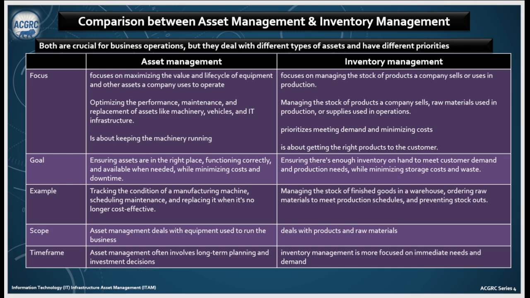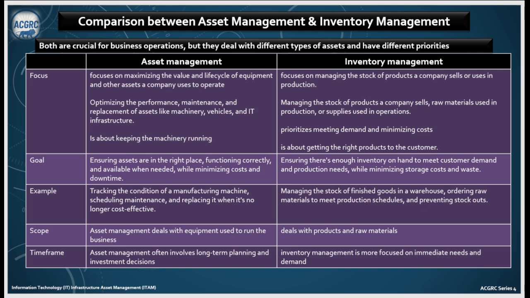Example: tracking the condition of manufacturing machines, scheduling maintenance, replacing them when it is no longer cost effective. That's asset management. Whereas managing the stock of finished goods in a warehouse, ordering raw material to meet production schedule, and preventing stockouts is inventory management. On scope, asset management deals with equipment used to run the business, whereas inventory management deals with the product and the raw material the business is generating.